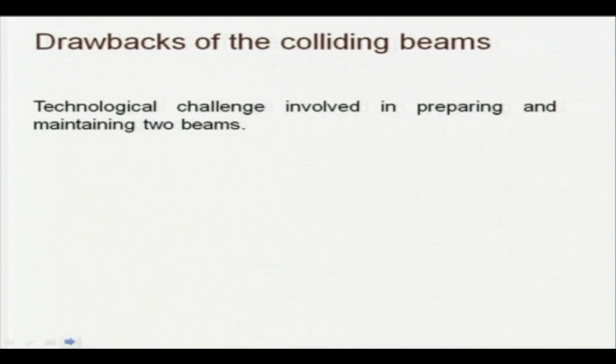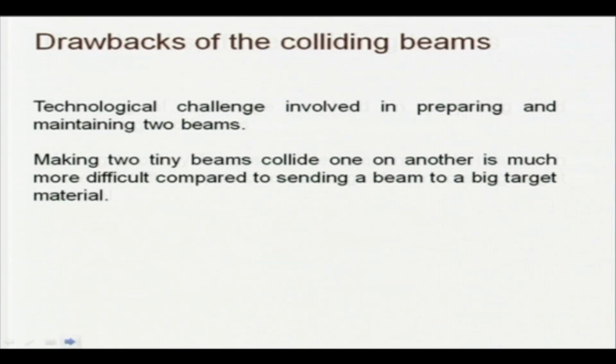In the case of a fixed target machine, as we said, we can keep a huge big target, and then the beam can be sent to that, like Rutherford did. In Rutherford's experiment, there is a gold foil which is reasonably big compared to the alpha particle beam, and you send the alpha particles to that. But imagine you have two beams of alpha particles which are small in size, and you want to focus and align them so that they collide with each other, which is technologically challenging compared to sending a beam of alpha particles to a big fixed target.